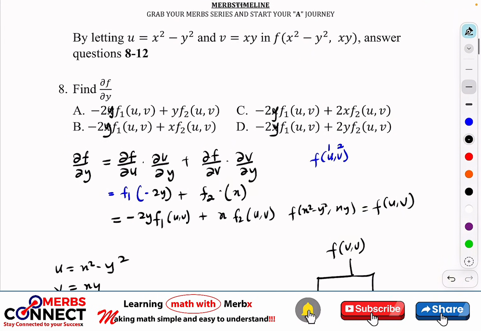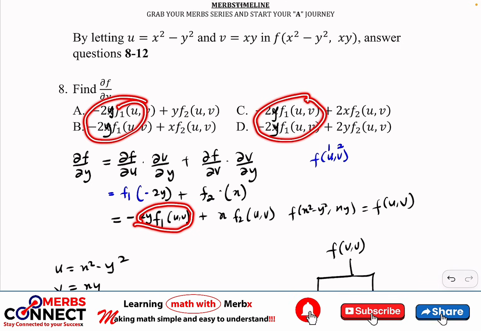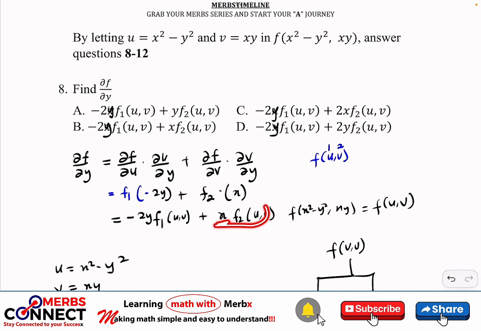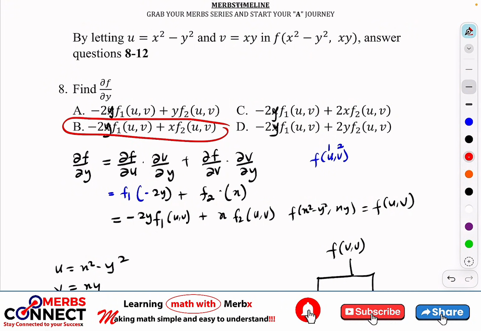Great. Now we can look for the result. We need minus 2y f1, which is here and also here, but we need plus x f2. So this is going to be b. So our answer will be b. Great. I hope I did things right. Yes, so it's not supposed to be x.